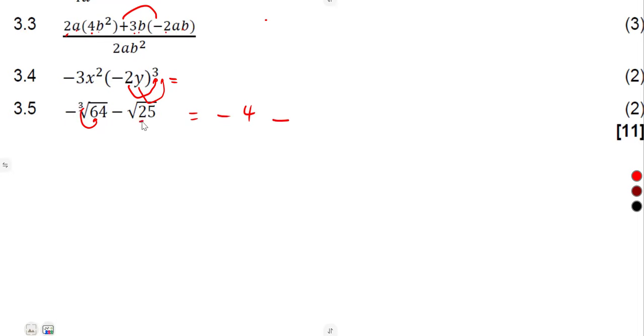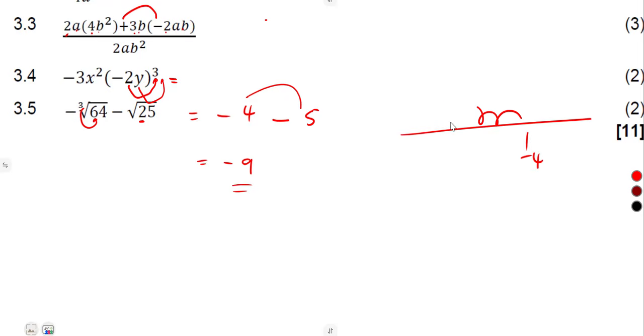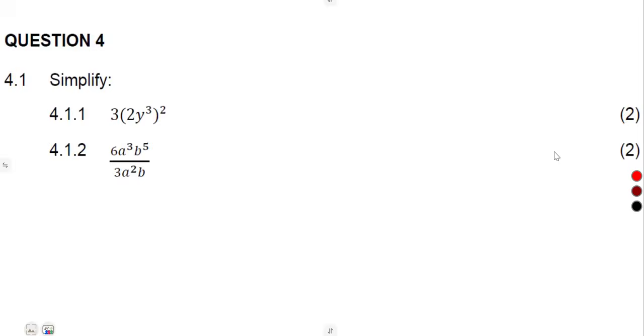Minus the square root of 25, which is 5. The number that multiplies itself to give us 25, that's 5. So minus 4 minus 5, that is going to give us negative 9. Just add these two and maintain the negative sign on your answer. Remember, -4 is here, so -5, we are going to the left. So we end up at -9. Just like that. So that was our question number 3.